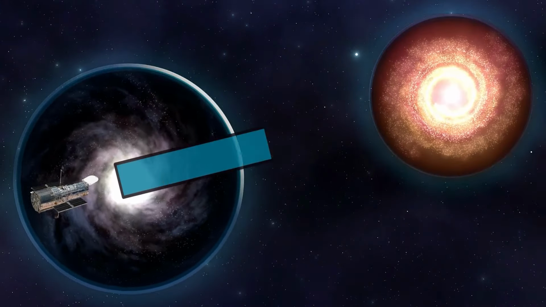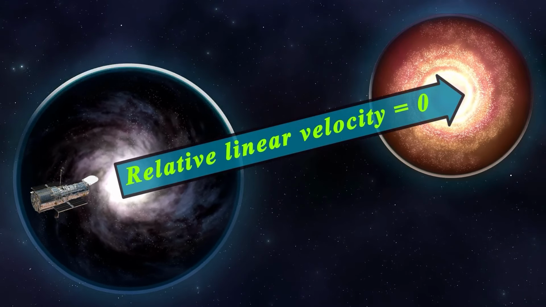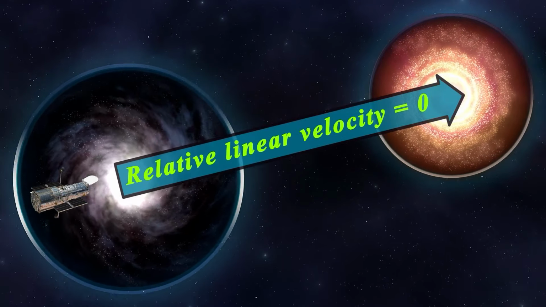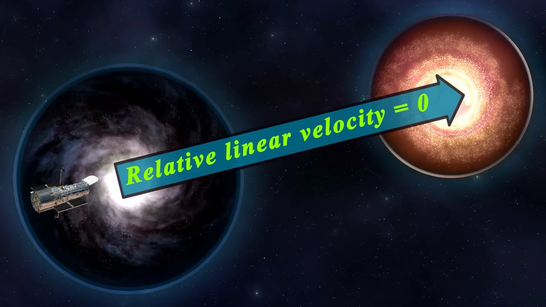And since the value of the linear velocity is constant, the linear velocity of the galaxy in the formula obtained by Hubble is zero relative to the Milky Way galaxy.